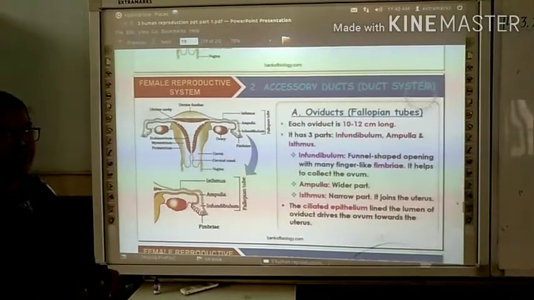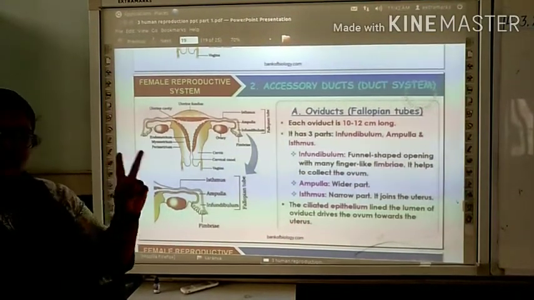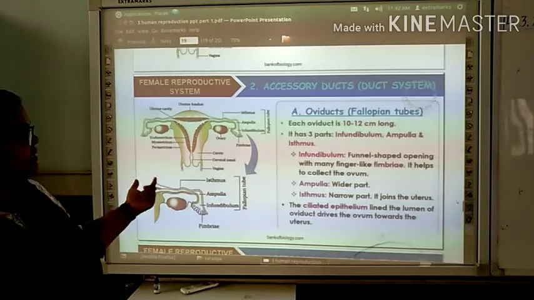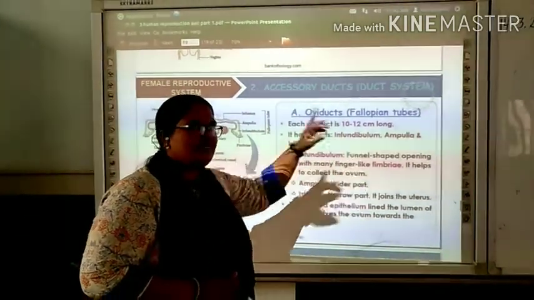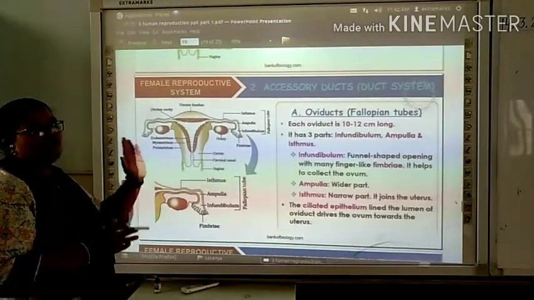First one, the oviducts. We already said there will be a pair of oviducts, that means two fallopian tubules. Each oviduct is about 10 to 12 centimeters in length. And this fallopian tubule is divided into three parts.